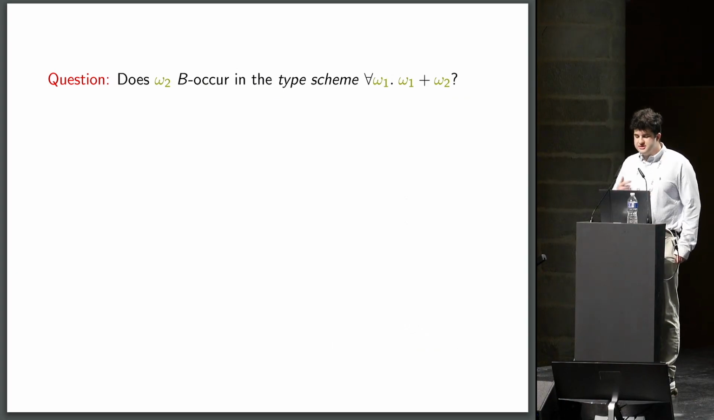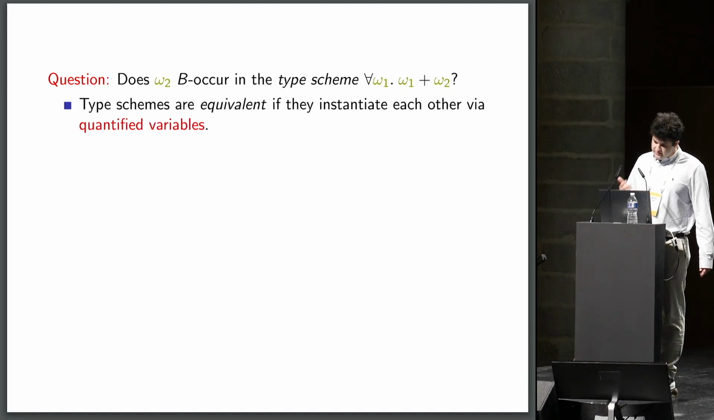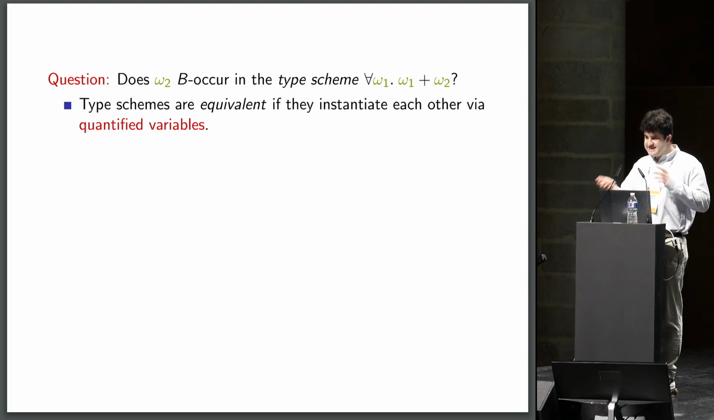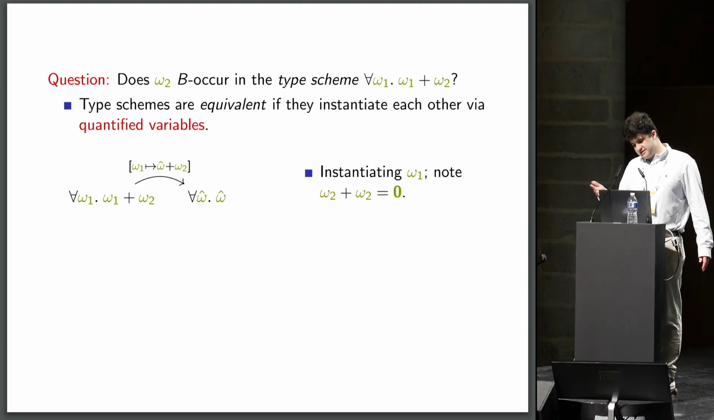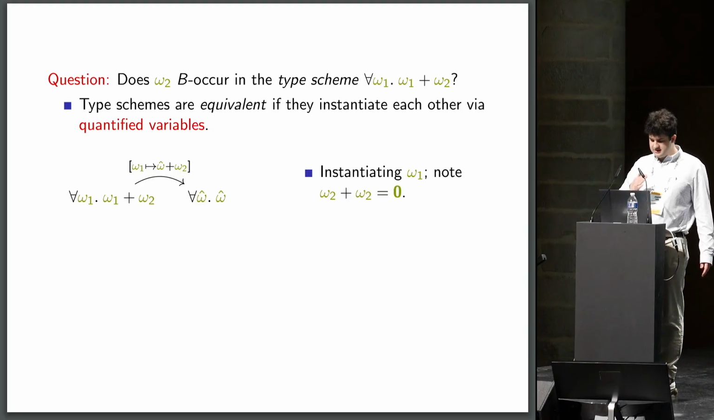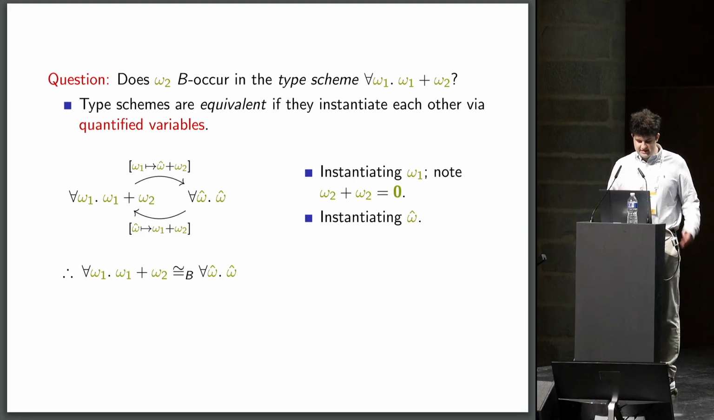Okay, so now does omega 2 Boolean occur in the type scheme for omega 1 plus omega 2? This is a more interesting question. We're getting closer to the research. Okay, so the answer is, well, type schemes are equivalent if they're instances of each other, right? So if there are instantiations on the rank 1 variables that allow you to go back and forth. So we can say that the type scheme on the right is an instance of the type scheme on the left, and vice versa.